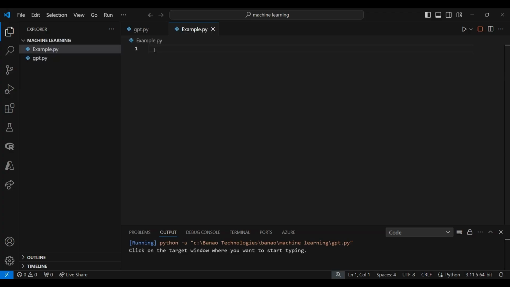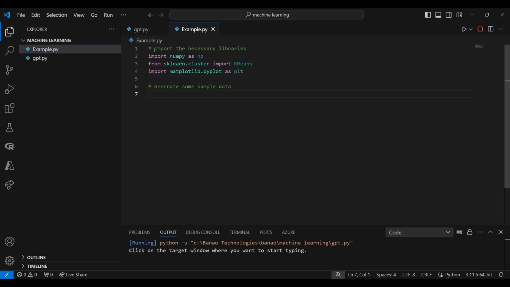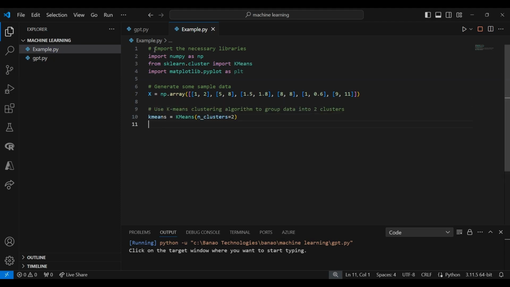The code begins by importing the necessary libraries: NumPy for numerical computation, KMeans from scikit-learn for implementing the K-means clustering algorithm, and matplotlib.pyplot for data visualization. Next, sample data X is created containing 6 data points with 2 features each. These data points represent coordinates in a 2-dimensional space. The K-means algorithm is instantiated with n_clusters equals 2, indicating that the data should be grouped into 2 clusters. The algorithm is then trained on the data using the fit method, and predictions are made on the same data using the predict method to assign each data point to a cluster.